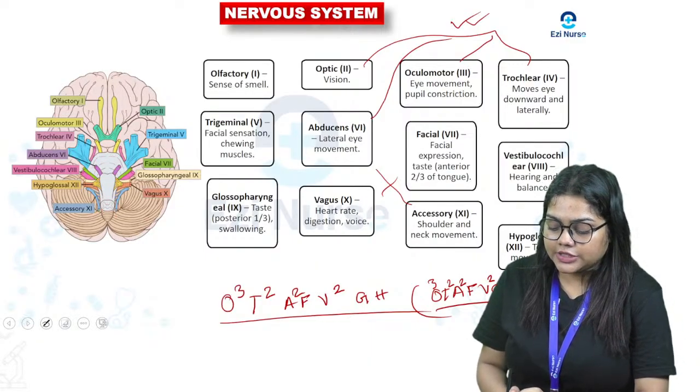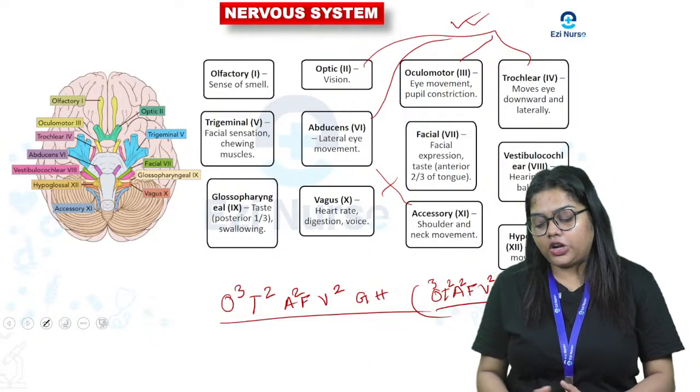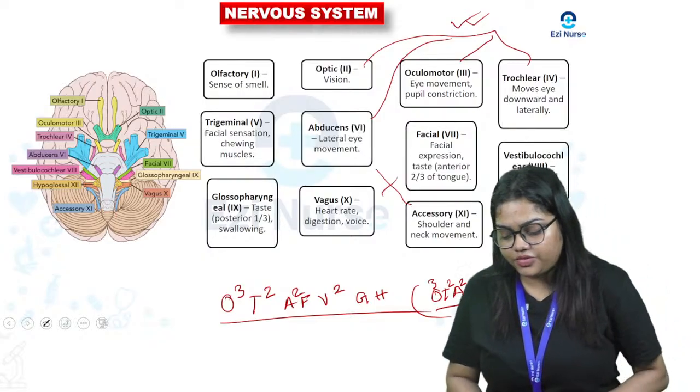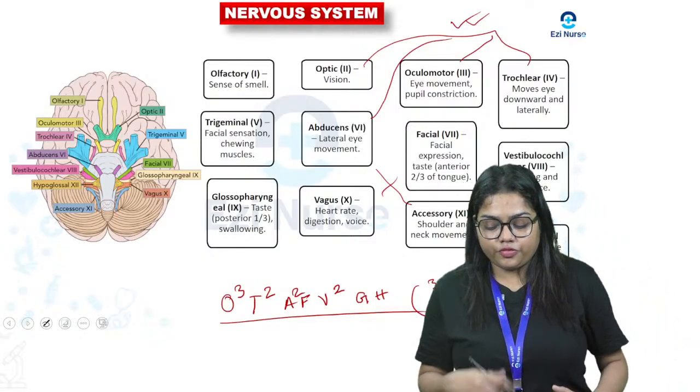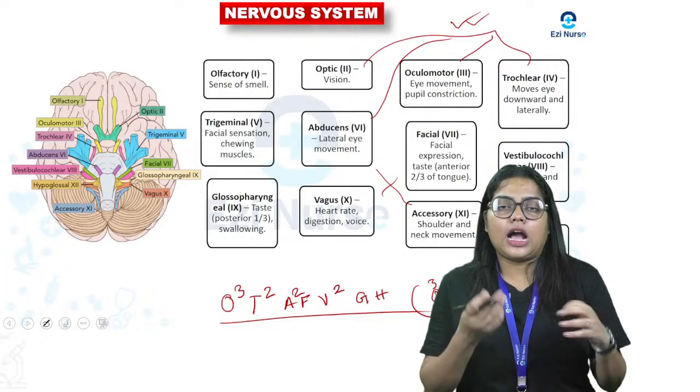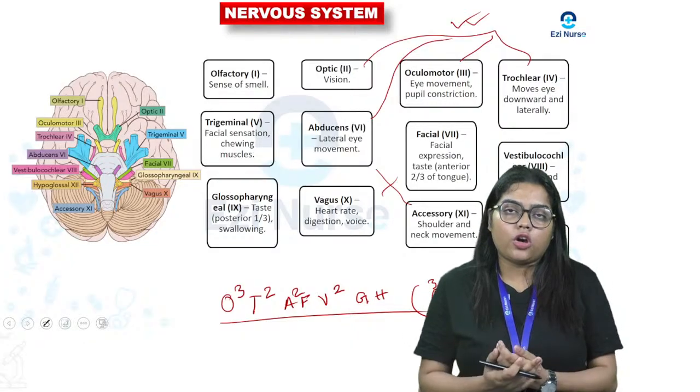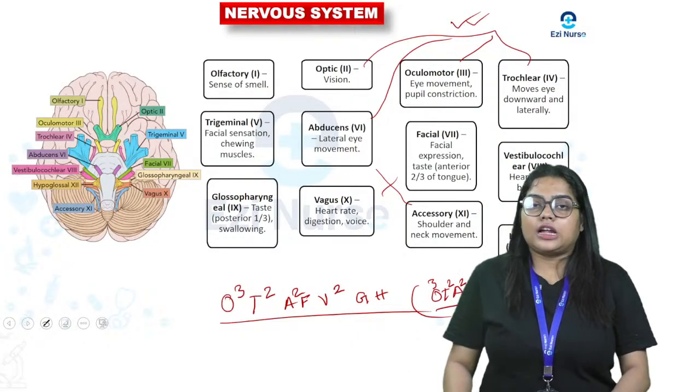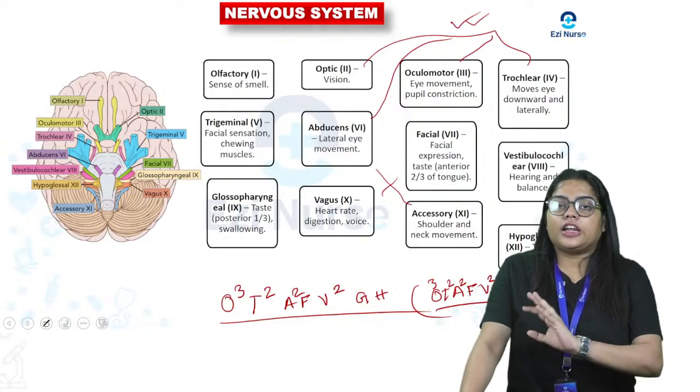The accessory nerve is for shoulder and neck movement, already told, and hypoglossal, which is for tongue movement. Okay, how we twist our tongue, how we talk and all. Okay, so these are the 12 of our cranial nerves.